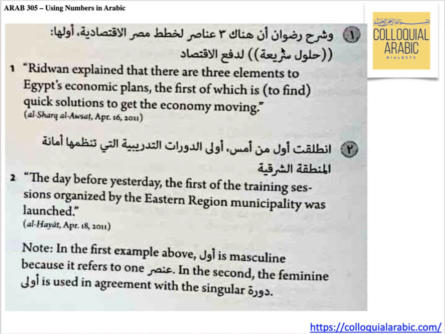Rizwan explained that there are three elements to Egypt's economic plan. The first, awwalaha, the first of that is lidafa al-iqtisad, to move the economy, to get the economy moving.